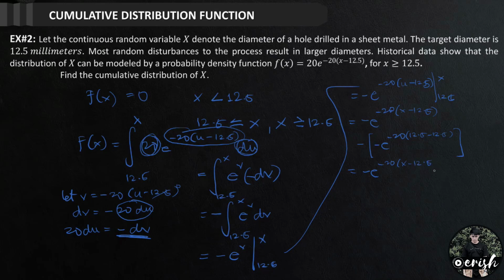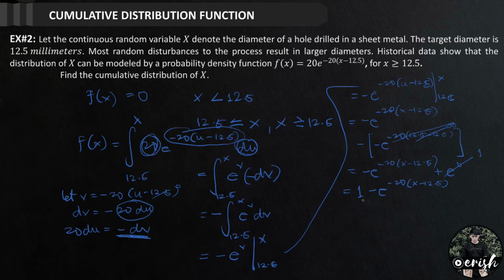Negative times negative is positive. And 12.5 minus 12.5 is 0. So 0 na to lahat. This is positive e raised to 0. And positive, and the e raised to 0 natin is 1 na yan. So this is 1 minus e raised to negative 20 times x minus 12.5.